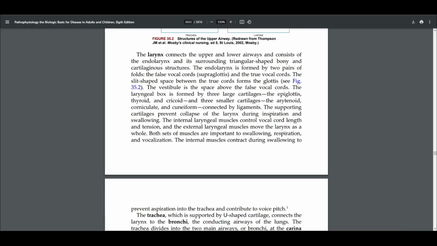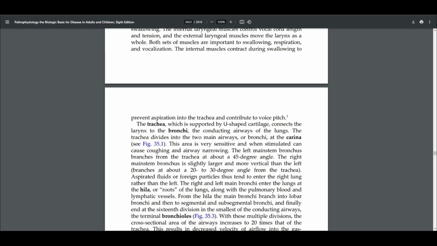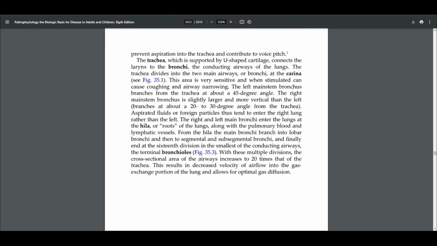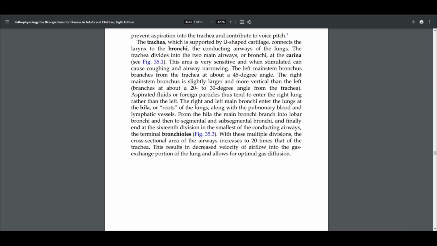The supporting cartilages prevent collapse of the larynx during inspiration and swallowing. The internal laryngeal muscles control vocal cord length and tension, and the external laryngeal muscles move the larynx as a whole. Both sets of muscles are important to swallowing, respiration, and vocalization. The internal muscles contract during swallowing to prevent aspiration into the trachea and contribute to voice pitch.